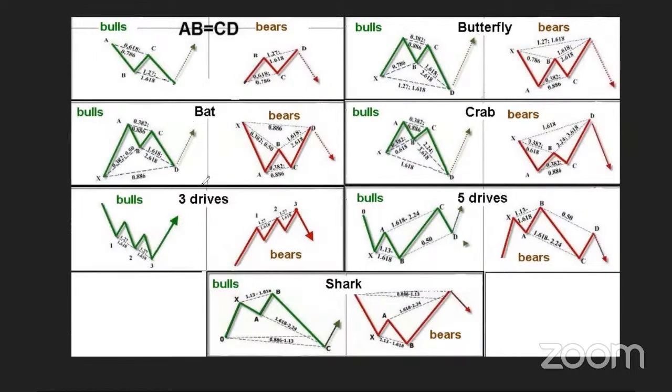As I told you, the only difference between them is the ratios. So if you have bat, this is either bullish or bearish. Okay, X, A, B, C, D. Crab, X, A, B, C, D. The same thing. Butterfly, X, A, B, C, D. We have 5 drives, which is another pattern, but it's a little bit complicated.